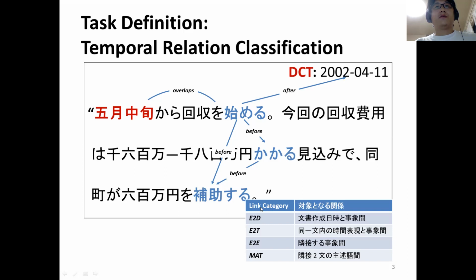There are four T-link categories. For example, from the event to the document creation time, E to D. From the event to time expressions, E to T. From event to another event, E to E. And the MET denote the relation between two matrix events.